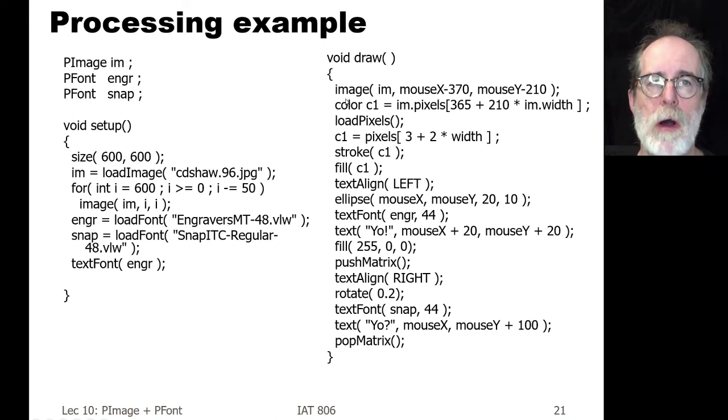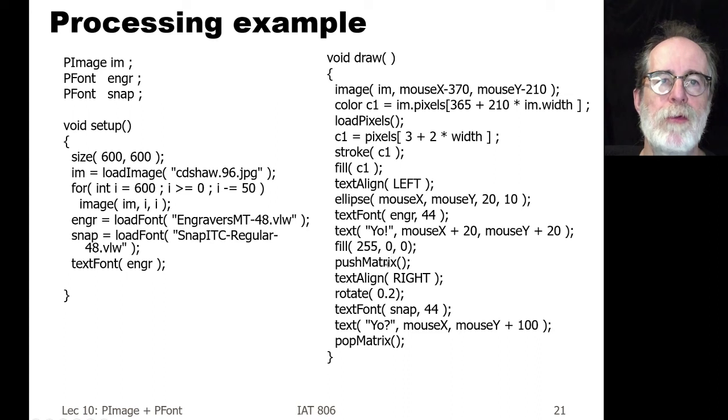And then in draw, it draws my image again, mouse X plus this to account for the fact that the size is fairly large. It picks off a pixel color, does loadPixels, and sets C1 to be the color. So here we're accessing the color value from the pixel array, setting the stroke and the fill to be that color, text align left, drawing an ellipse somewhere special, you'll see where, setting the text font to be engraver, and saying yo.